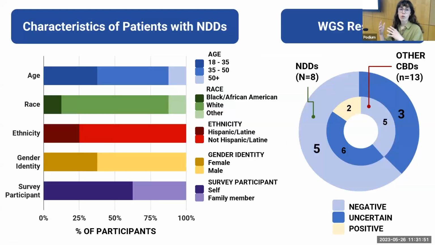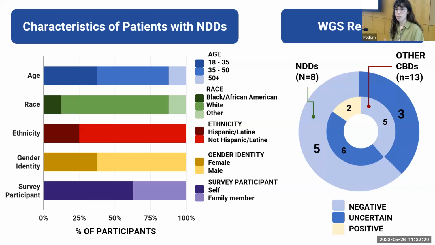So for participants in the study who had neurodevelopmental disabilities, a majority of those participants were in the 35 to 50-year-old range. A majority of them were white, not Hispanic or Latino, and identified as male. Additionally, one of the demographic pieces that we collected was who was completing the surveys that we asked patients to complete. Was it the participant themselves, or was it a healthcare representative like a family member?